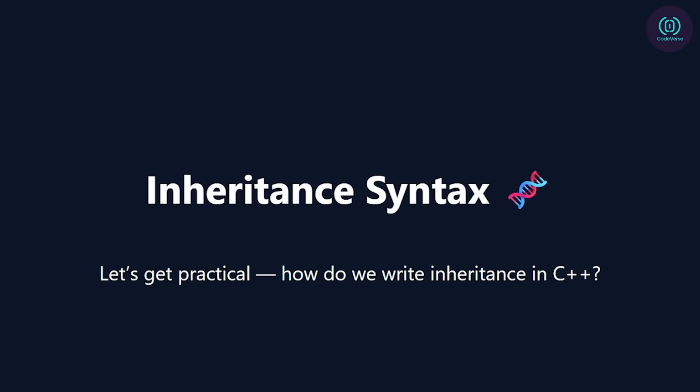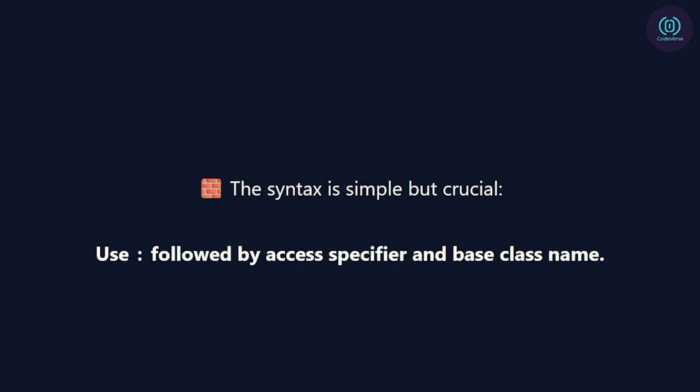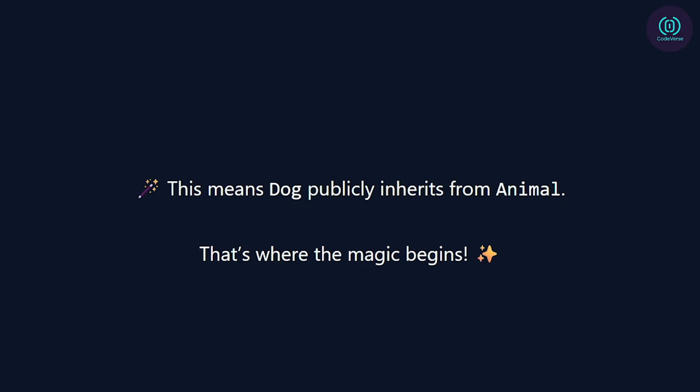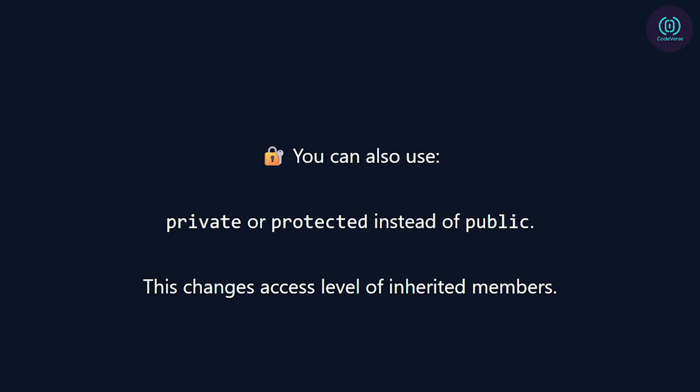Now let's get practical. How do we actually write inheritance in C++? The syntax is quite simple but super important to understand. When you define a derived class, you use a colon, followed by the access specifier and the base class name. For example, class Animal, class Dog : public Animal. This line means that Dog inherits publicly from Animal. That's where the inheritance magic begins. You can also use private or protected instead of public, and that changes how the inherited members are accessed. We'll explore that in the next part.